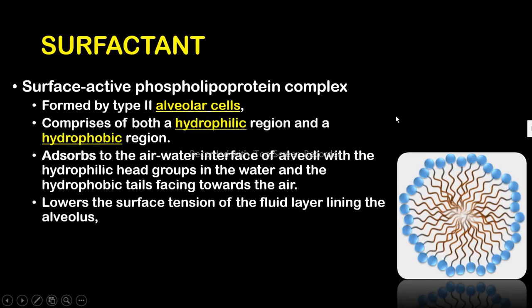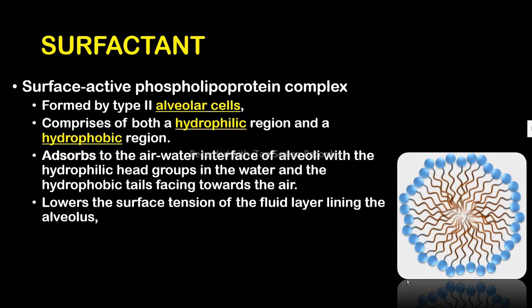And so this arrangement is so good that these surfactants will lower the surface tension of the liquid that is lining the alveolus. When they are adsorbed on the water-air interface, they are going to lower the surface tension of the liquid that lines the alveolus. And remember, with surface tension, if you pour water in a glass, water forms the lower meniscus.